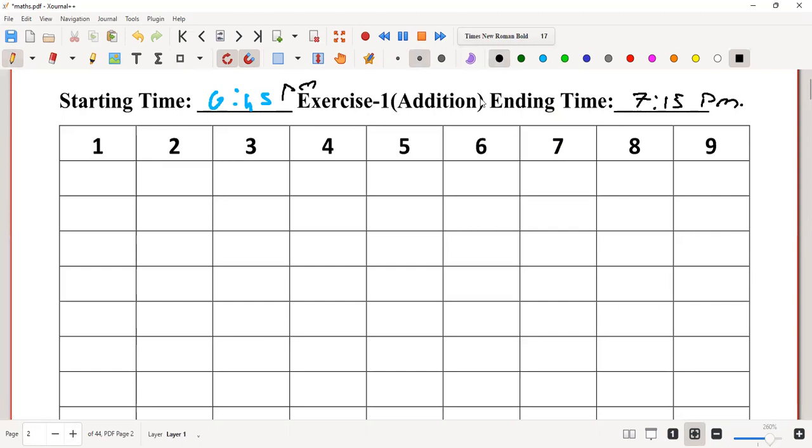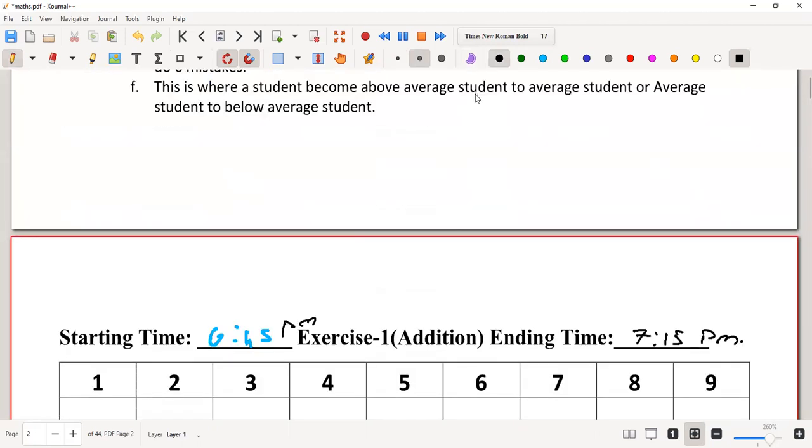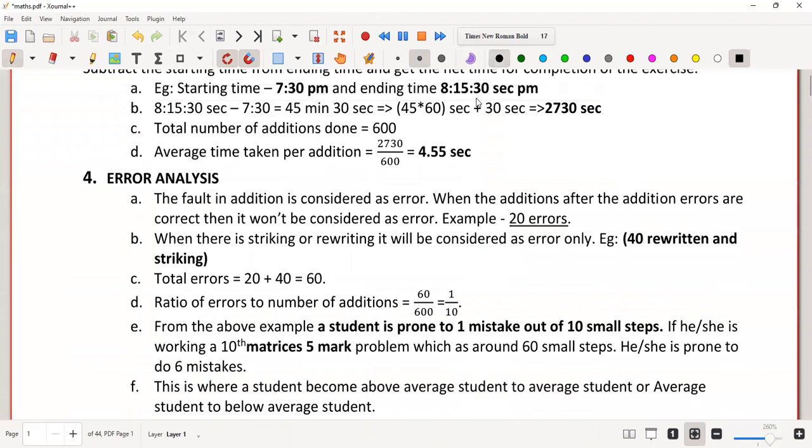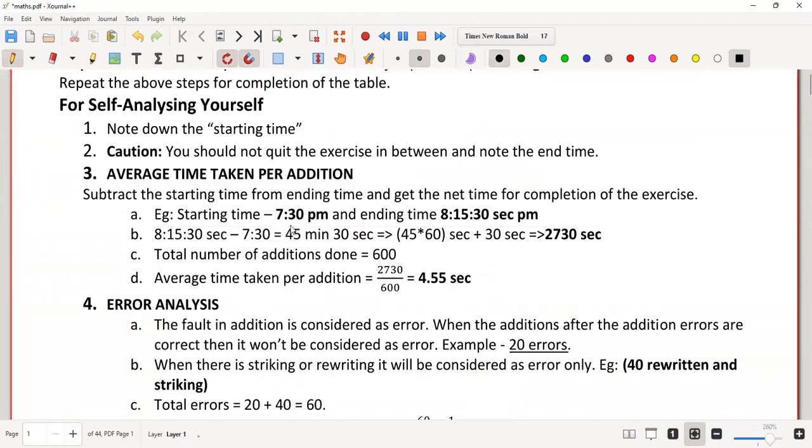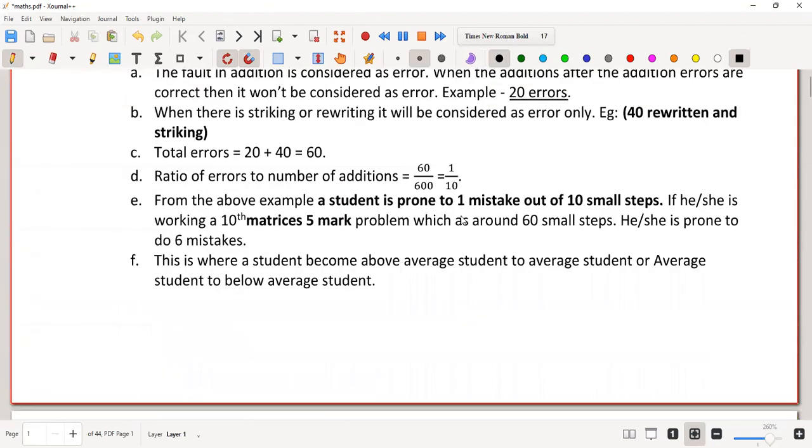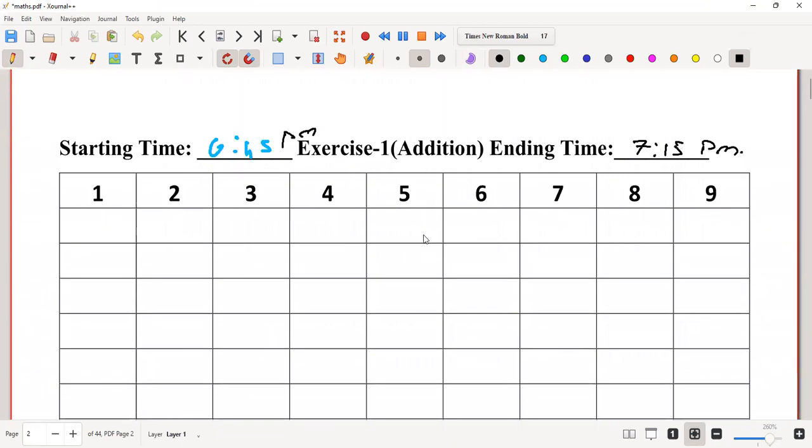So the total time taken, we have to analyze ourselves. For example, if you're starting by 7:30 p.m. and ending by 8:15:30, first you have to convert the... How to start this? That's what I'm going to say. All right, so we need a lot of written work. First, when you're starting this, use a pad and clip this.